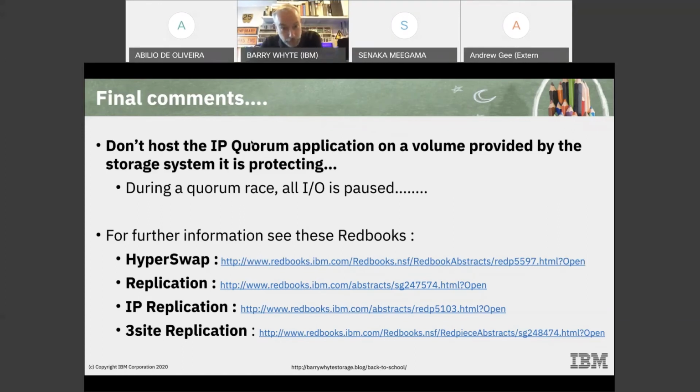So there are 4 links there. Obviously, these will be available for download afterwards. You can click on specific Redbooks on HyperSwap, one all about replication, there's one on IP replication, and then there's a new Redpiece as well on 3-site replication that was introduced earlier this year.